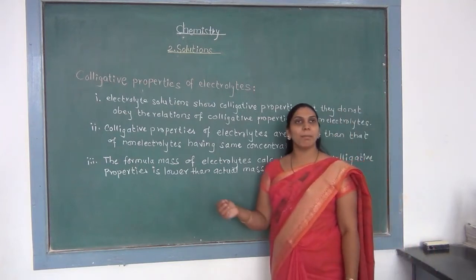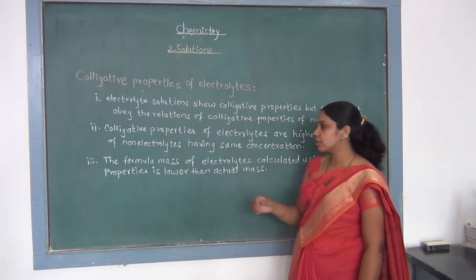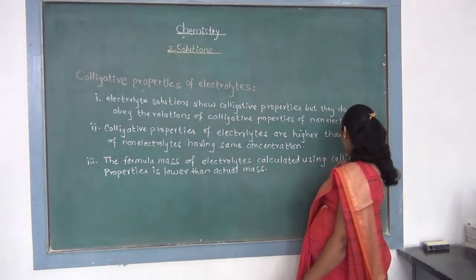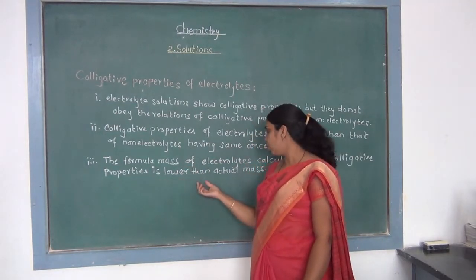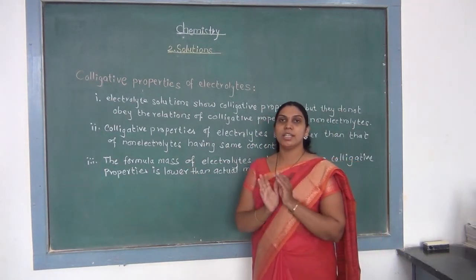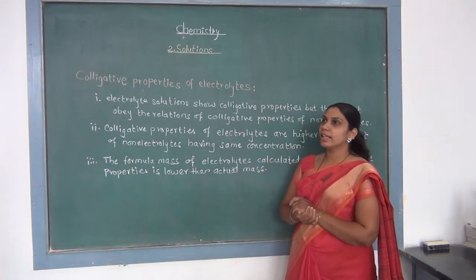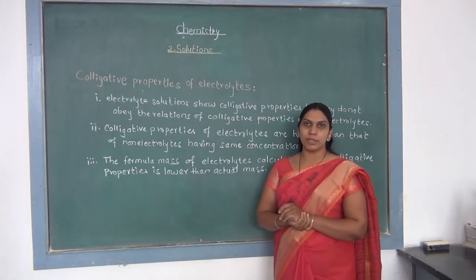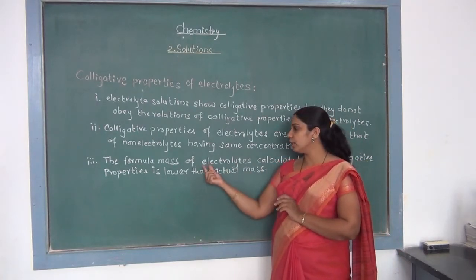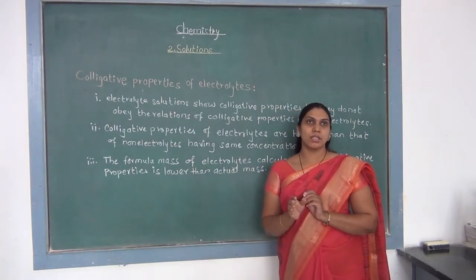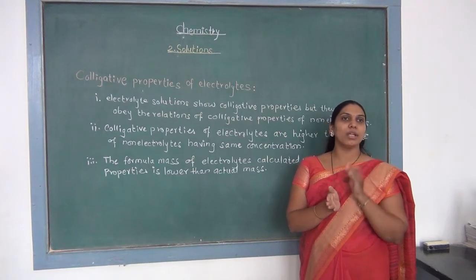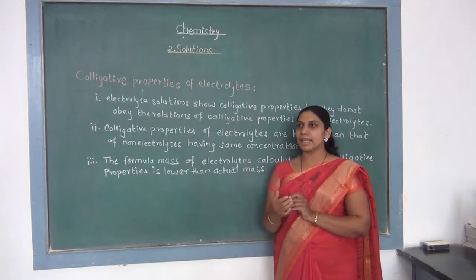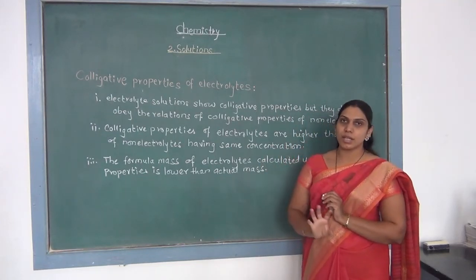The third observation about the colligative properties of electrolytes is that the formula mass of electrolytes calculated using colligative properties is lower than the actual mass. We have seen that there are different relations to find the molar mass of a substance using colligative properties. Generally, for electrolyte solutions, when we calculate the molar mass using a colligative property, that value comes out to be less than the actual mass of the substance.